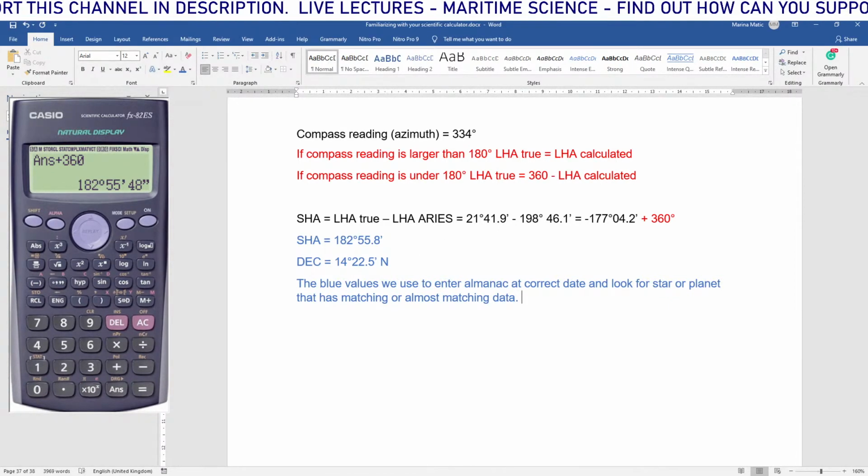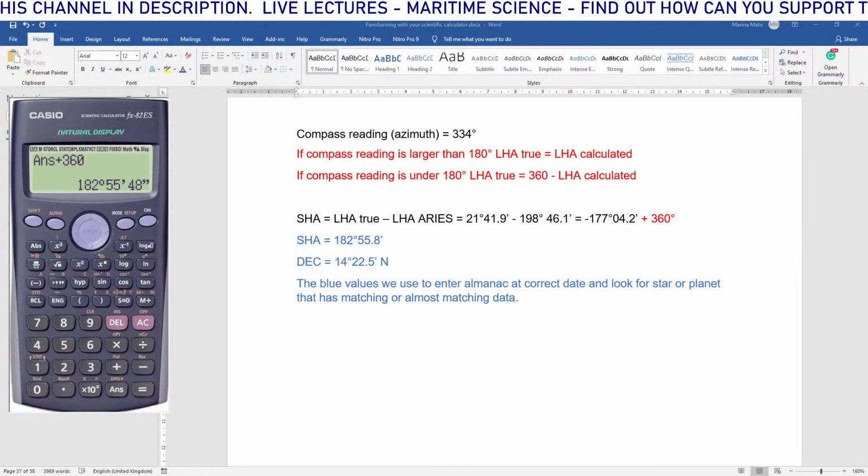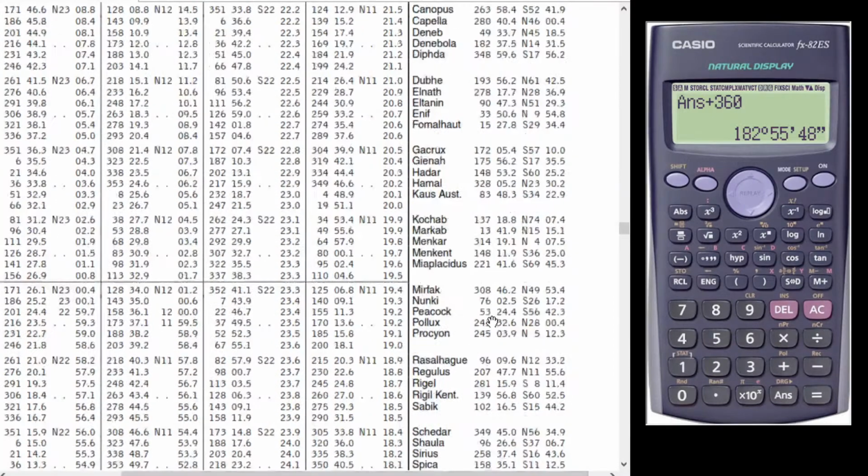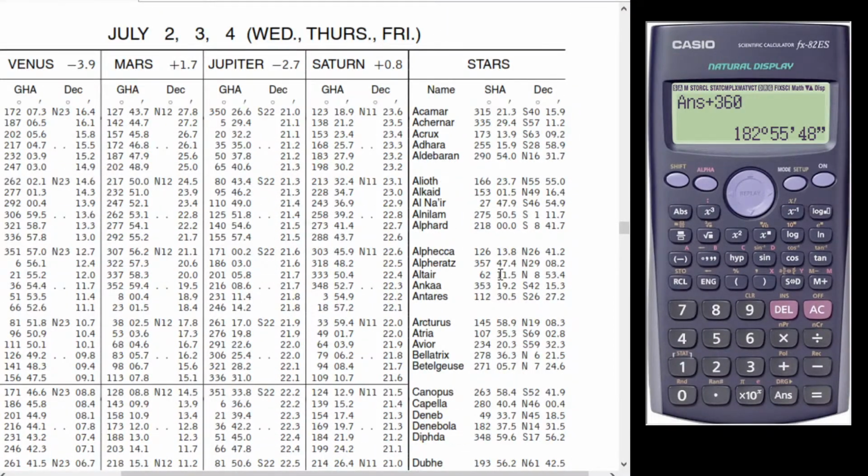So now we need to go to almanac. And here on the edge, we look at declination, because declination can go from 0 to 90 degrees. So declination is going to give us fewer candidates. Once we find a star that has approximate declination, we check the sidereal hour angle. If sidereal hour angle is not matching, then we continue to look for another star or celestial object. So we start from the top of the list, and we are looking for 40 degrees 22 minutes approximately north.